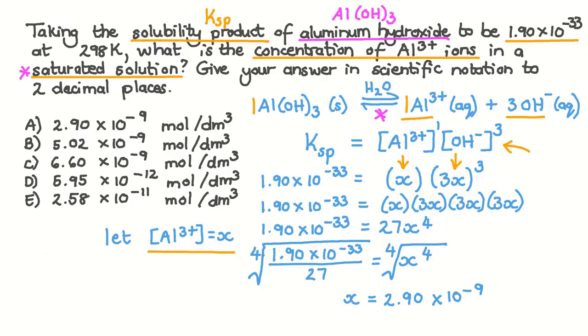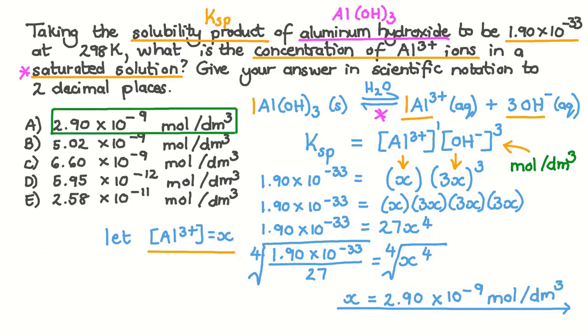Since the concentrations of the ions in a KSP expression are given as molar concentrations, we can write the unit for x as moles per dm cubed. The answer is in 2 decimal places and in scientific notation. So the concentration of Al3+ ions in this saturated solution is 2.9 times 10 to the negative 9 moles per dm cubed.